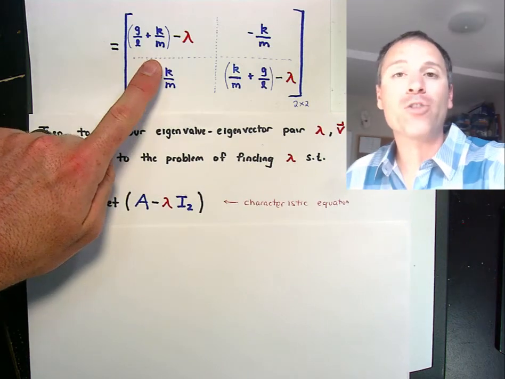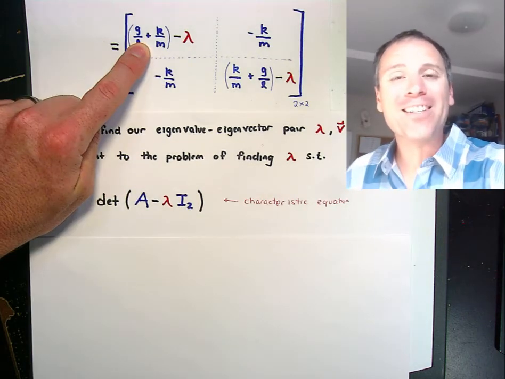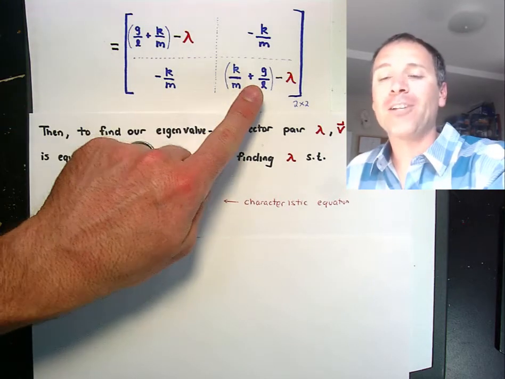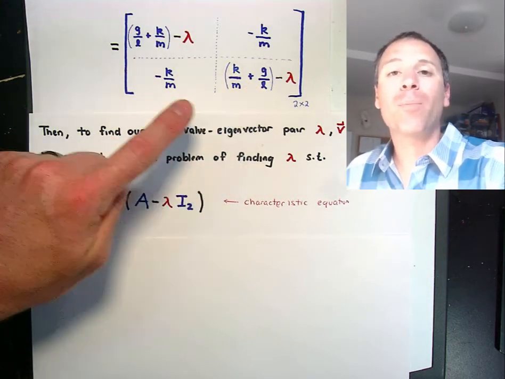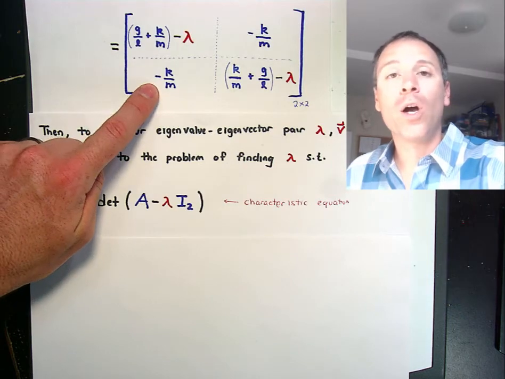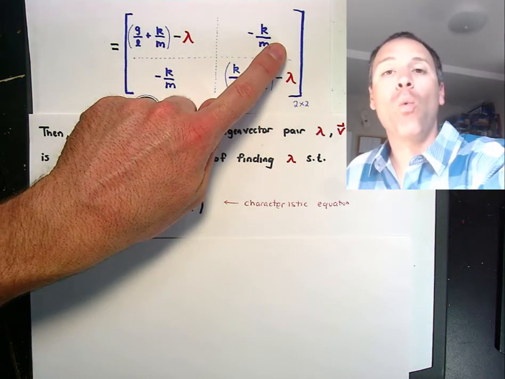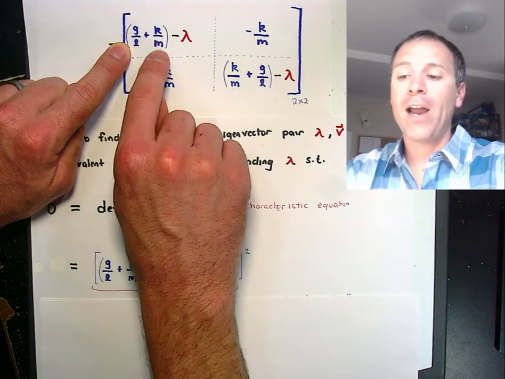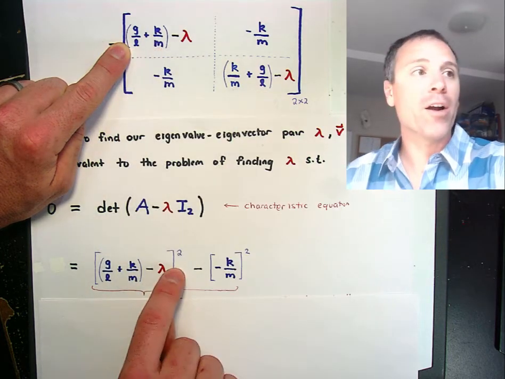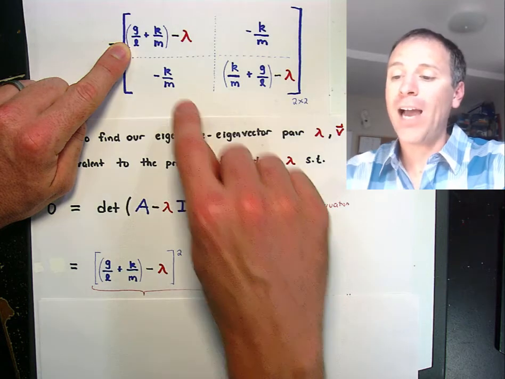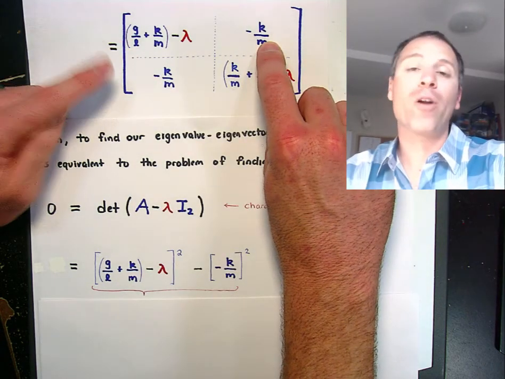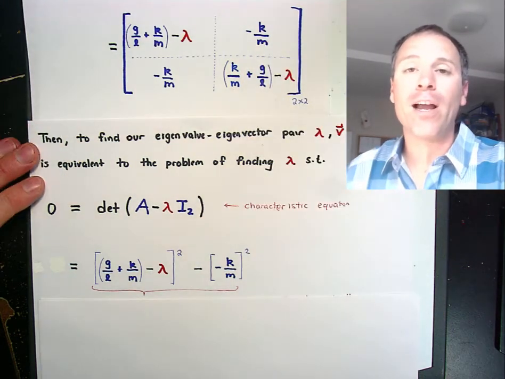In other words, that matrix is singular. Well, we know how to take the determinant of a 2 by 2 matrix. We take entry 1,1, multiply by entry 2,2, and then subtract the product of entry 2,1 multiplied by entry 1,2. In this case, we see (G/L + K/M - lambda) squared. There's 2 of those. And then we're going to subtract negative K/M times negative K/M, or in other words, we're going to subtract (negative K/M) squared.